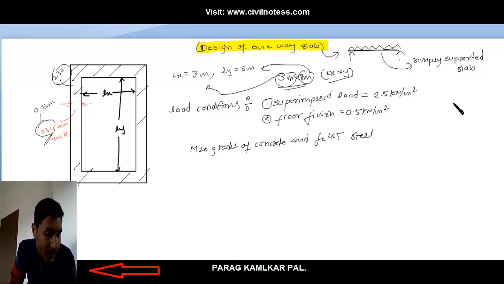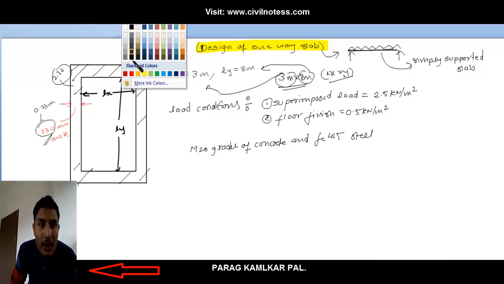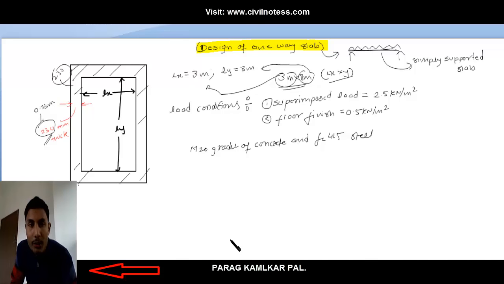We are going to solve this by the limit state method, and this is a really very interesting topic. So let's start with the numerical. First of all, these are the given data we have right now, and with respect to that given data we are going to solve the total numerical.